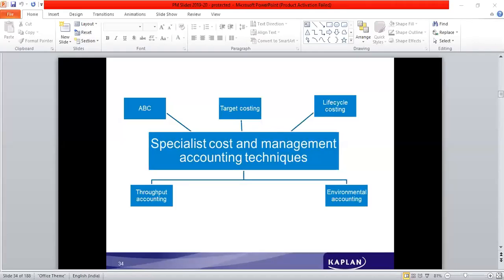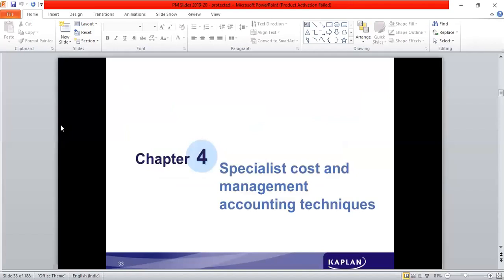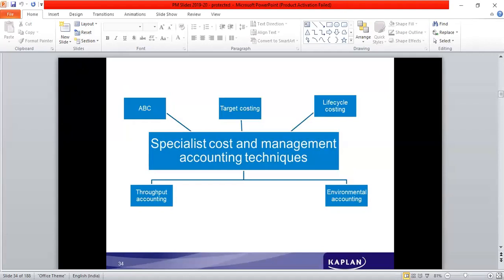Okay, the next chapter, what we have here is specialist cost and management accounting techniques. So under this, the traditional accounting system was more involved with accounting for the cost.